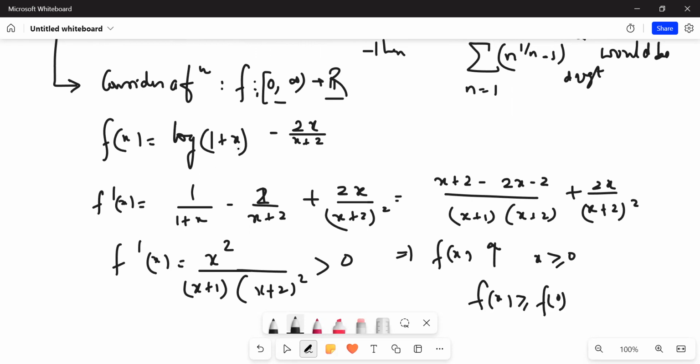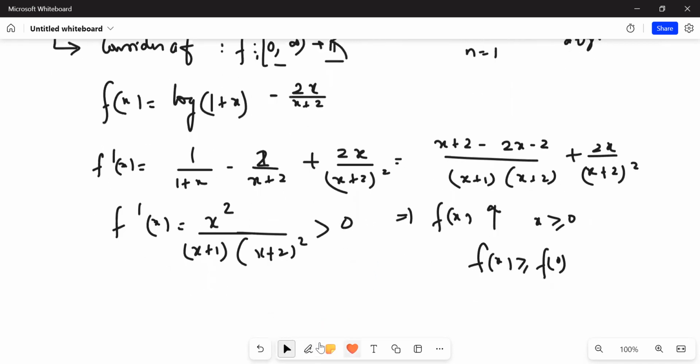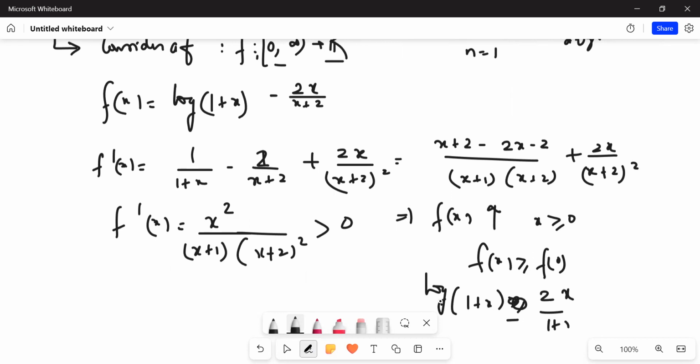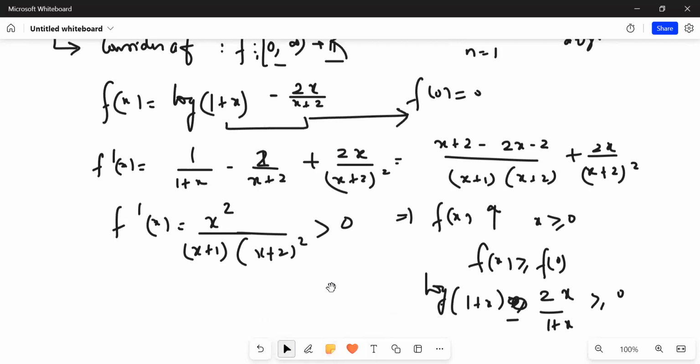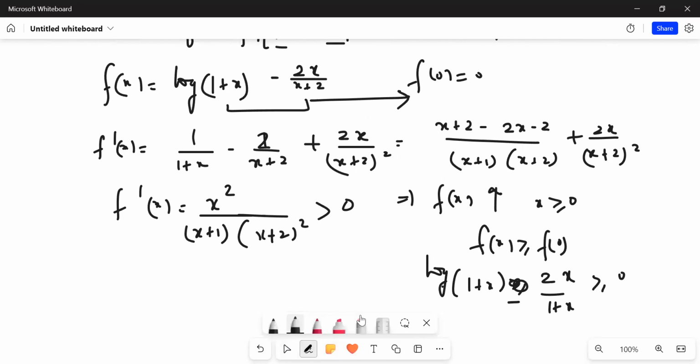And what is f of 0? Just place 0 here, log 1 is 0, 0 here, so it is 0. So I'll say that log of 1 plus x minus 2x upon 1 plus x would be greater than equal to 0, because f of 0 is 0. You can check it on your own that f of 0 is equal to 0. So this is clear. So log of 1 plus x will always be greater than equal to 2x upon 1 plus x for all x greater than equal to 0.